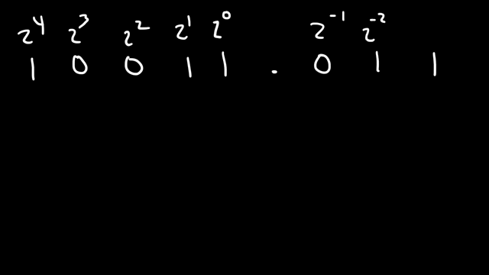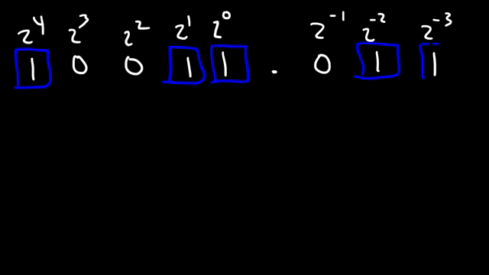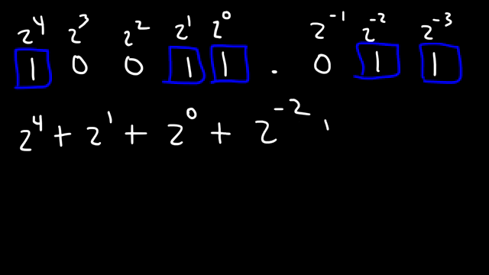So let's begin by putting the appropriate values next to each number. So on the right it's going to be 2 to the minus 1, 2 to the minus 2, and 2 to the minus 3. So let's focus on only the ones that we see. So it's going to be 2 to the fourth power plus 2 to the first power plus 2 to the 0 power, and then plus 2 to the minus 2 plus 2 to the minus 3.